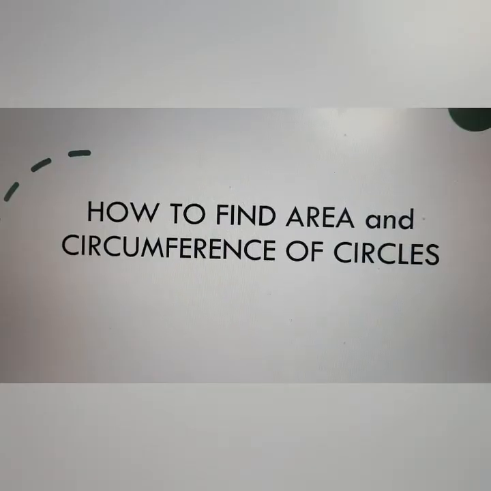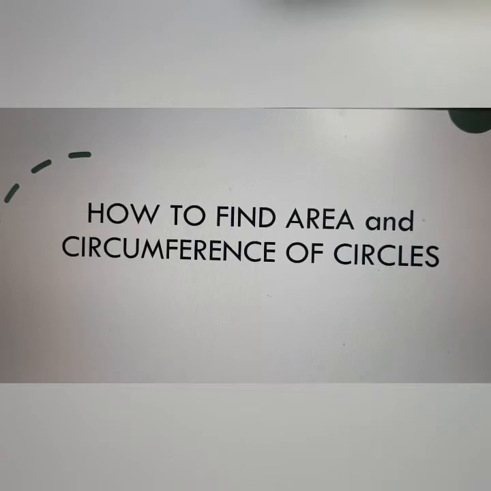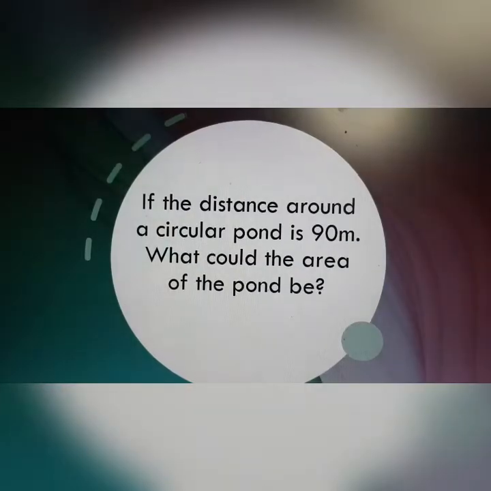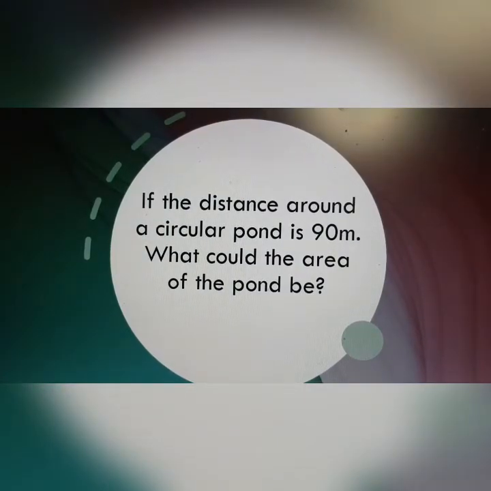Guys, welcome to this topic on how to find the area and circumference of circles. The big question we will be dealing with is this question here, which says: if the distance around a circular pond is 90 meters, what could the area of the pond be?